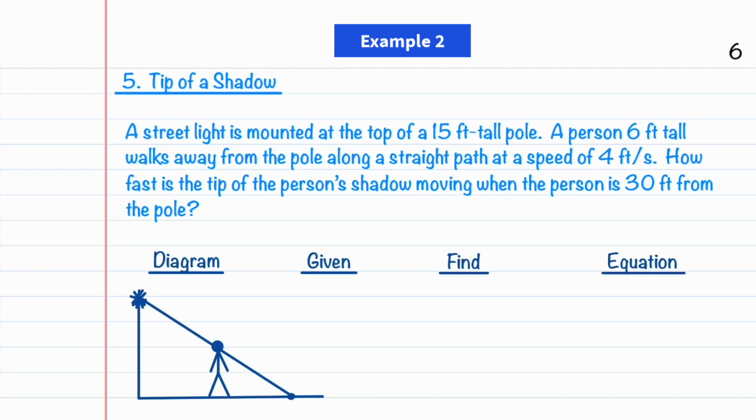Let's now look at a related rates problem that involves the tip of a shadow moving. We are told that a street light is mounted at the top of a 15-foot tall pole. I put a diagram down here so that you can visualize what this looks like. We're told that a person 6 feet tall walks away from the pole along a straight path at a speed of 4 feet per second. We want to find how fast is the tip of the person's shadow moving when the person is 30 feet from the pole.